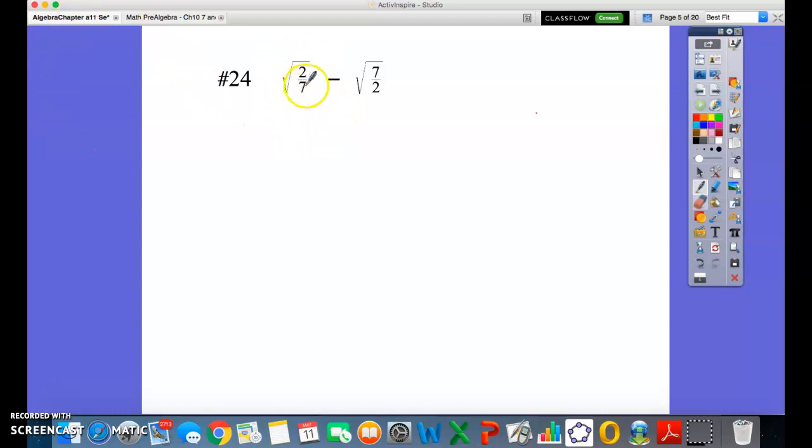So square root of 2 over 7 minus square root of 7 over 2. I can rewrite this as square root of 2 over square root of 7 minus square root of 7 over square root of 2. This is not in the simplest form, and we should actually rationalize the denominator, right? So how do I rationalize? I multiply both the numerator and denominator by square root of 7, the same thing.